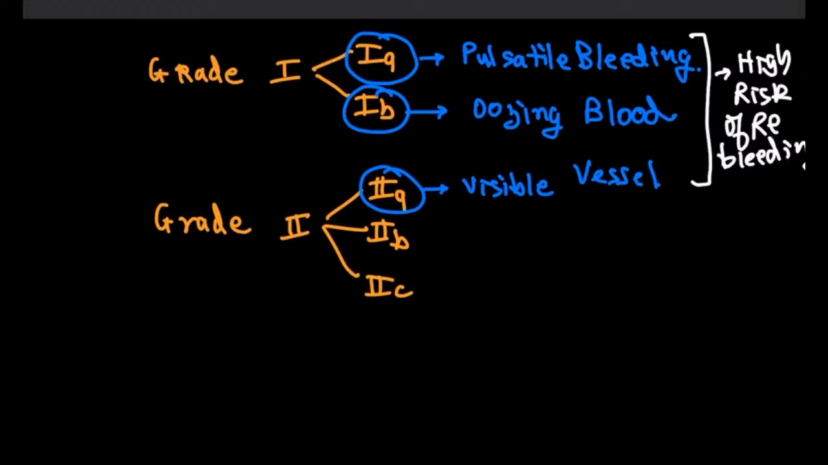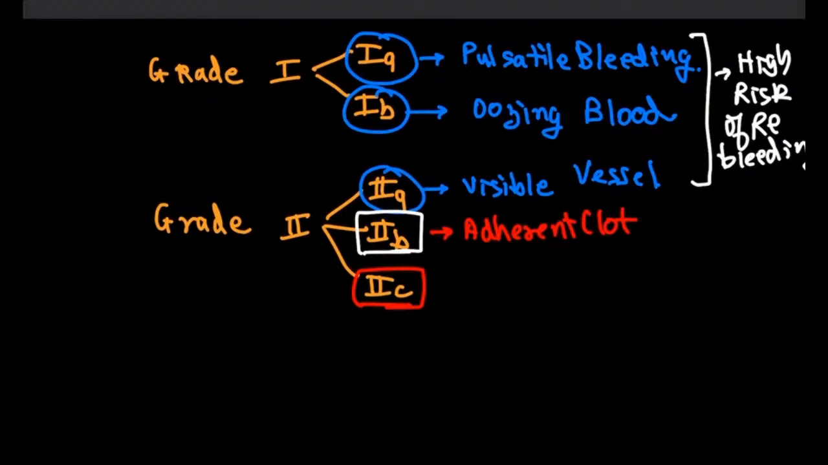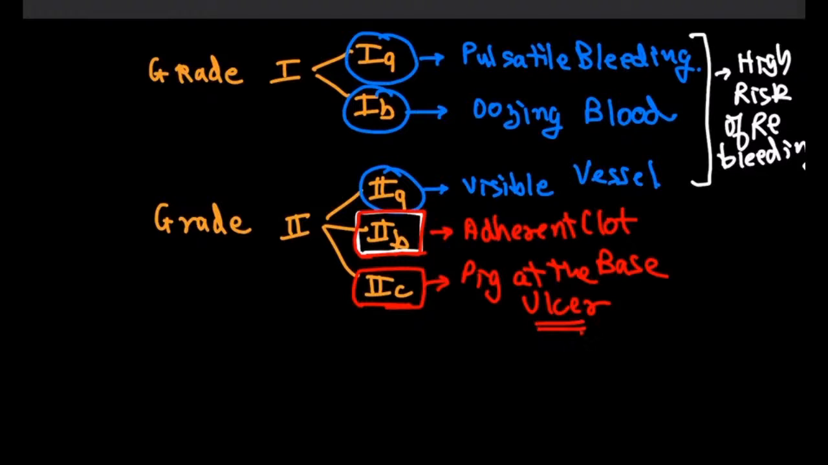What about the 2B, guys? In the 2B, you have an adherent clot at the base of the ulcer. In the 2C, you have just a pigmentation at the base of the ulcer. It basically says that even though the bleeding is not occurring now, and you're not seeing any signs of bleeding at this moment, these pigments say that there were RBCs which were present, now they have been hemolyzed, and this is what it basically indicates.